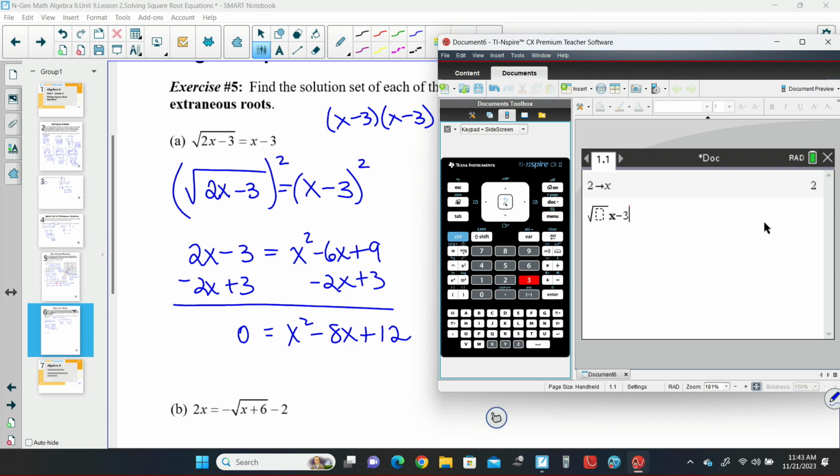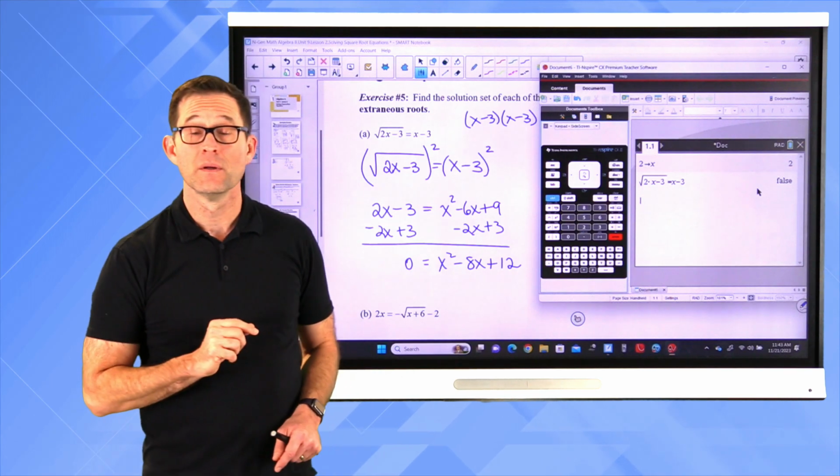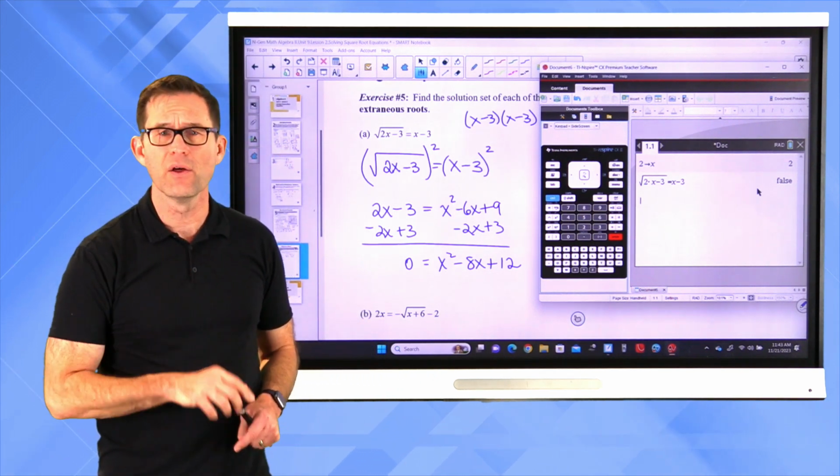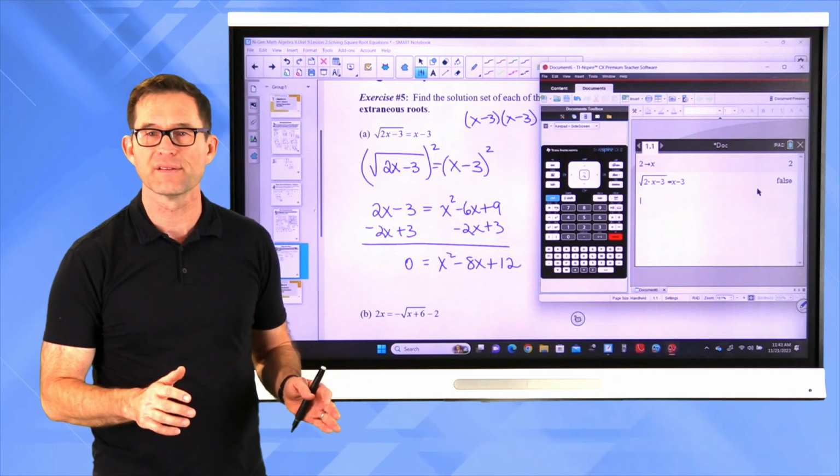All right, I'm going to put in square root of 2x minus 3. Nope. I'm having a real hard time right now checking this. Would have been probably faster to do it by hand. Here we go. The square root of 2x minus 3 is equal to x minus 3. And it says false. So it appears that x equals 2 is extraneous. And we'll take a look at checking it by hand to see why that is in a moment.